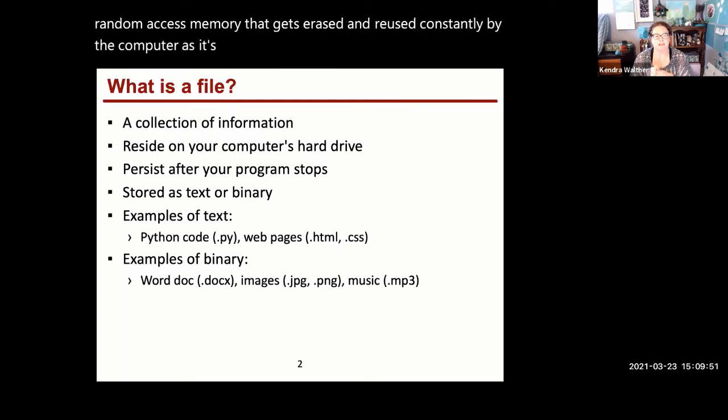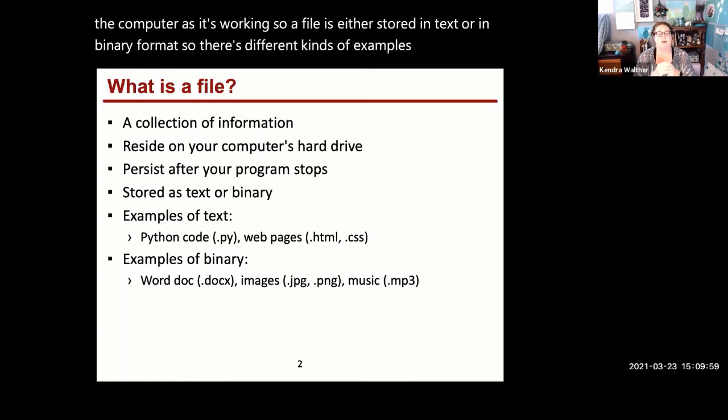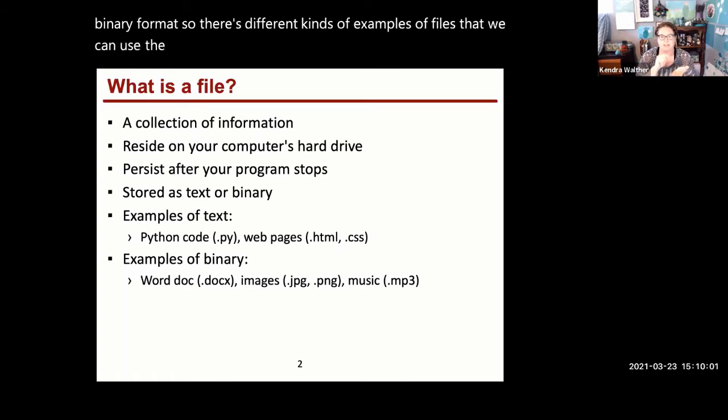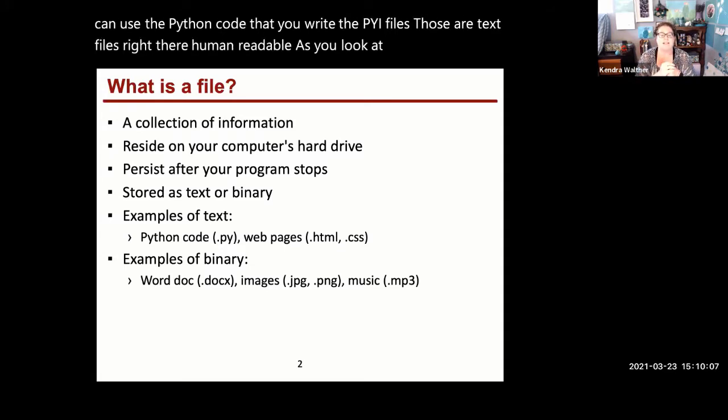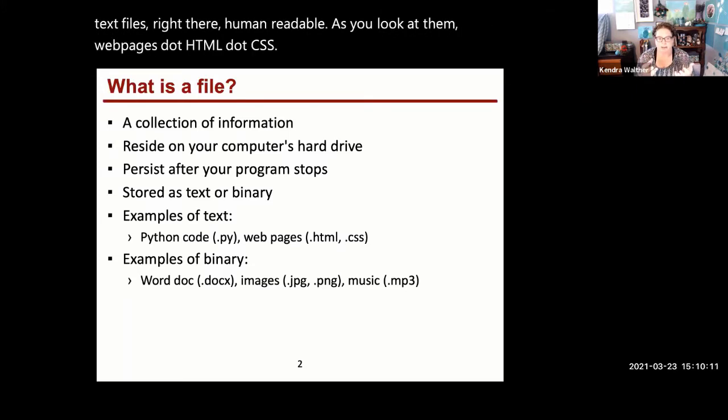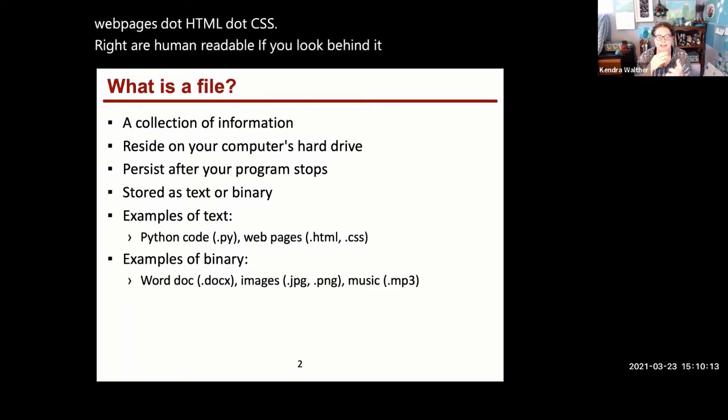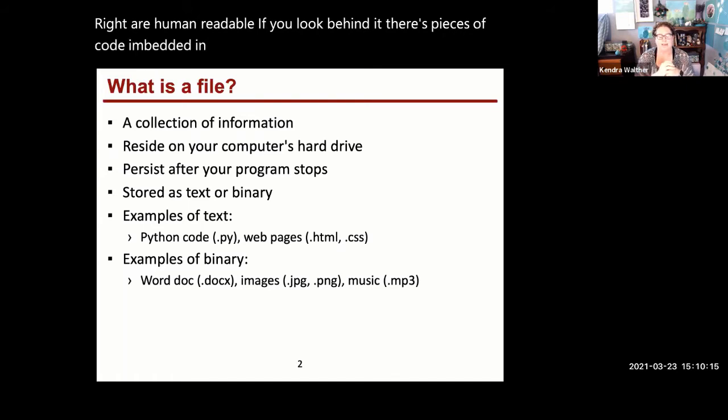So a file is either stored in text or in binary format. And so there's different kinds of examples of files that we can use. The Python code that you write, the .py files, those are text files. They're human readable as you look at them. Web pages, .html, .css, are human readable if you look behind it. There's pieces of code embedded in, but as you look at the files, they are readable by humans.